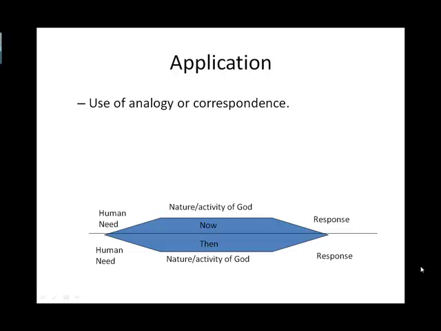And then we look at what God did then, the nature of God, the activity of God, the teachings of God. And we would hold that if God is in fact unchanging, then his nature and activity then should correspond to what he would require of us today. And then you move to the right side there, to the response. How did people respond then to the nature of God, the activity of God, the intervention of God, the teaching of God? And does that help us a little bit understand our response?